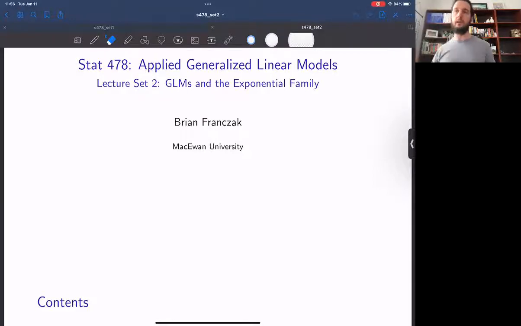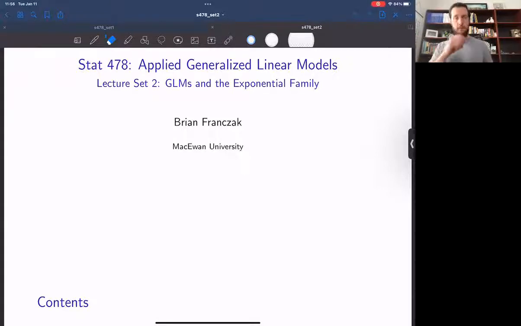So this is the first lecture set where we're going to see a formal definition of a generalized linear model, very similar to the linear model, except that we're basically transforming the response variable or the expected value of the response variable. I'll go more into detail on this as we work through this lecture set and we progress through the course.